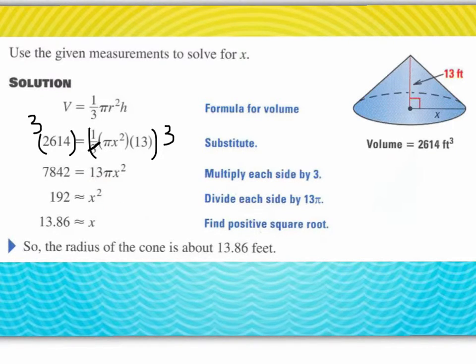Divide both sides by 13 pi. And now you'll get x squared equals 192. And you'll square root both sides to get x alone. And now x equals 13.86. So the radius of the cone is 13.86. For this example, we had to work backwards. We had to take the actual volume of the cone, and then we had to use that to help us solve for the radius, just using the formula for volume of a cone.